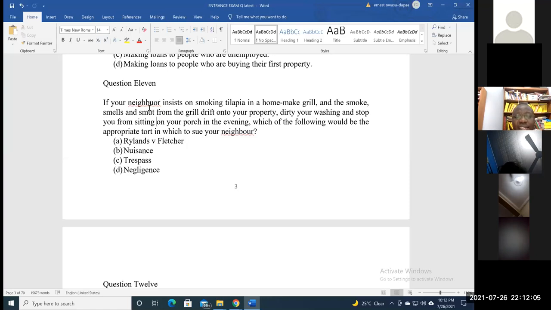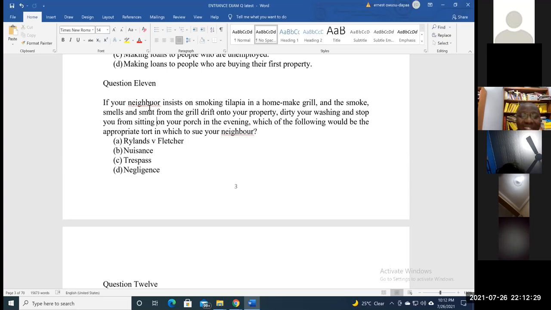So let's apply some of the things that we'll be discussing to this interesting question. If your neighbor insists on smoking tilapia in the homemade grill, and the smoke and smell and smart from the grill drips onto your property, dirties your washing and stops you from sitting on your porch in the evening, which of the following will be appropriate torts in which to sue your neighbor?